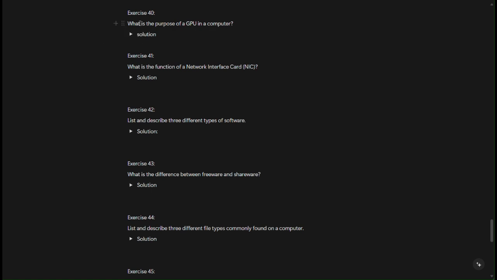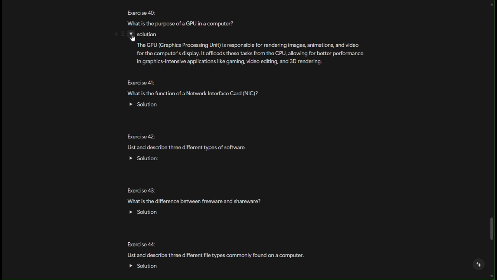What is the purpose of the GPU in our computer? The GPU, or graphics processing unit, is responsible for rendering images, animations, and video for the computer's display. It offloads these tasks from the CPU, allowing for better performance in graphics-intensive applications like gaming, video editing, and 3D rendering. This is the importance of the graphics processing unit.